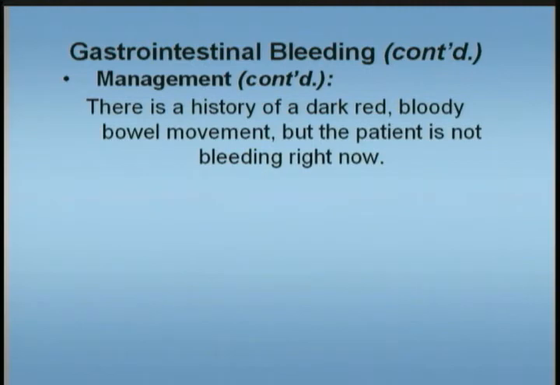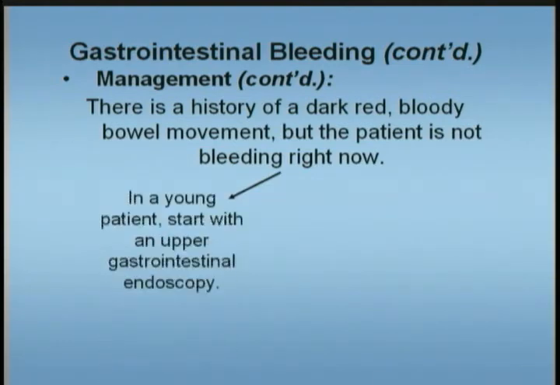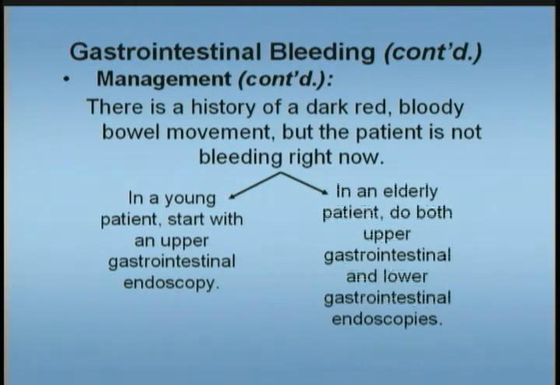Now, if you have a history of a dark red bloody bowel movement, but the patient is not bleeding right now, in a young patient, do an upper GI endoscopy, because the odds favor the upper source. If it is an elderly patient, you need to do both upper and lower endoscopies. All right, that concludes this decision tree. We still have 2 more vignettes before we're done with the GI bleeding.